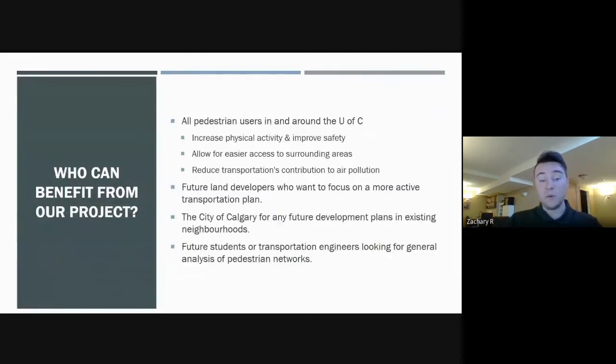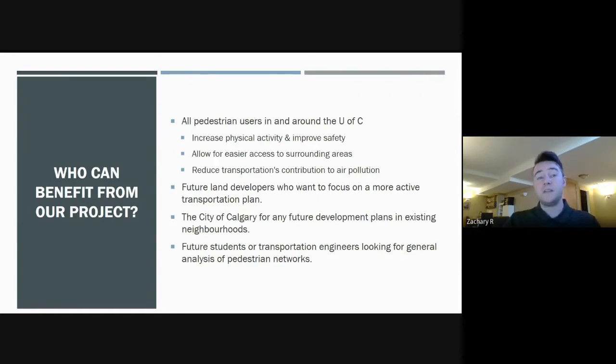Which brings us to who can benefit from our project. Well, firstly and hopefully, all the pedestrian users in and around the U of C will benefit from our proposed changes. It'll also provide smaller benefits such as increased physical activity, improvements to safety, easier access to surrounding areas, and hopefully reduced air pollution from more people walking instead of driving.